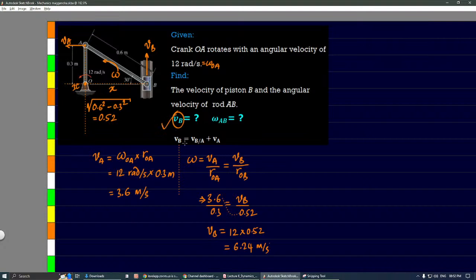So the velocity of B, we found it. Next, we have to find omega AB. Omega AB will be equal to the velocity of A with respect to B divided by the radial distance AB. The velocity of A with respect to B will be the velocity of A minus the velocity of B. Divided by radial distance AB, the AB length is 0.6.